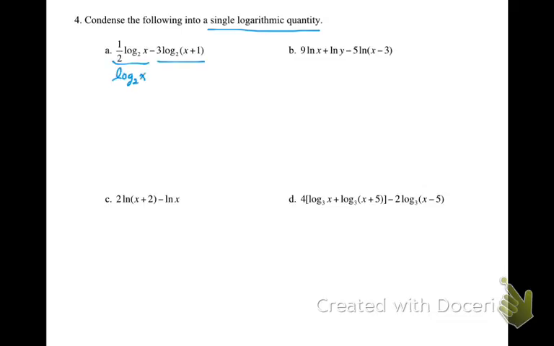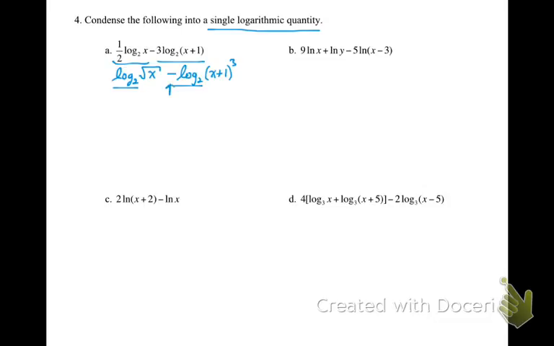property, I can rewrite this as log base 2 of x to the 1/2. Now, notice I could go right ahead to log base 2 of radical x, because an exponent of 1/2 will give me a radical x. Minus log base 2 of x plus 1 cubed, because that 3 becomes an exponent. Notice I now have it just in terms of log base 2's, and I have the subtraction.